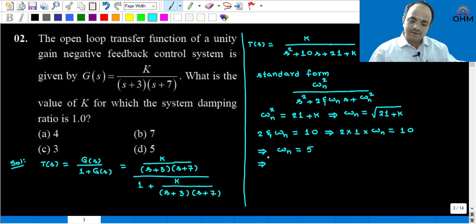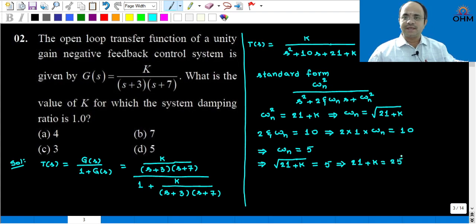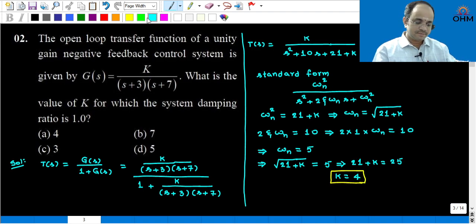From the previous calculation, by substituting ωn, that is root of 21 plus K is equal to 5. If you square it on both sides, we will get 21 plus K is equal to 25. Hence, K is equal to 25 minus 21, which gives simply 4. So, for this question, the correct answer will be K value of 4.